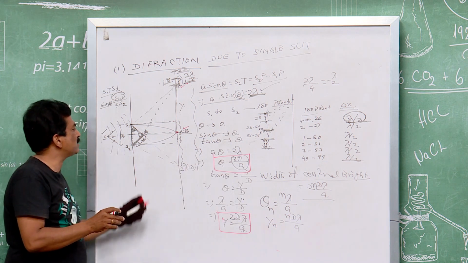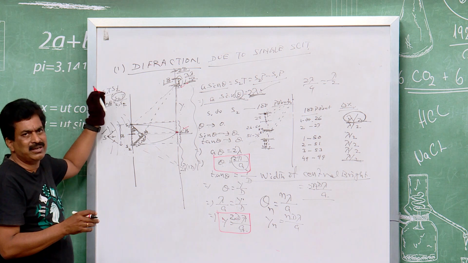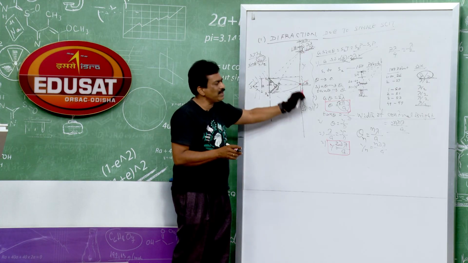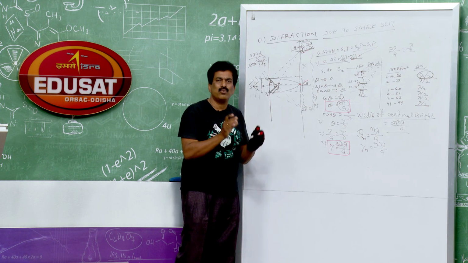Okay, so what we discussed is what diffraction is, and how diffraction happens for a single slit. For the single slit, what the central bright is and what the width of the central bright is.